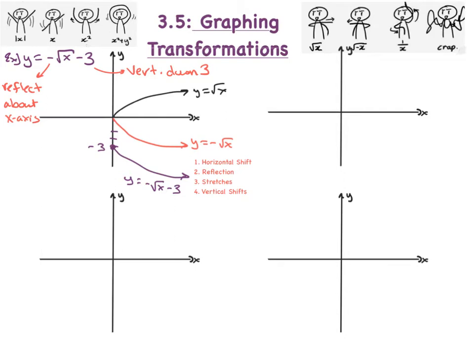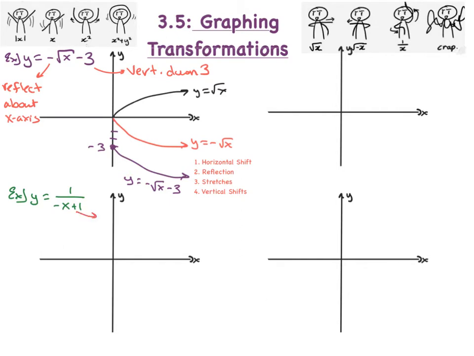Okay, let's try another one. Let's try y equals 1 over negative x plus 1. Okay, so let's take a look at where everything is here. Looks like we have a negative next to an x, so that would be a reflection. And we have this plus 1, and the question you need to ask yourself is, is it inside the function or outside of the function? Well, the minus 3 before was clearly outside of the square root, making it a vertical shift. The plus 1 is inside the fraction, so that would be a horizontal shift.